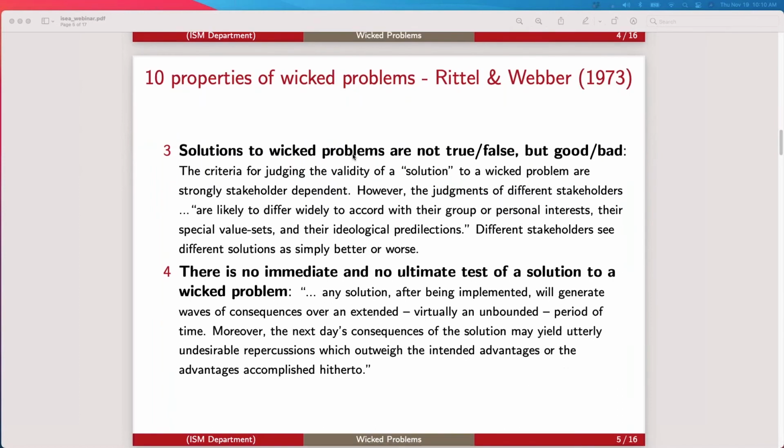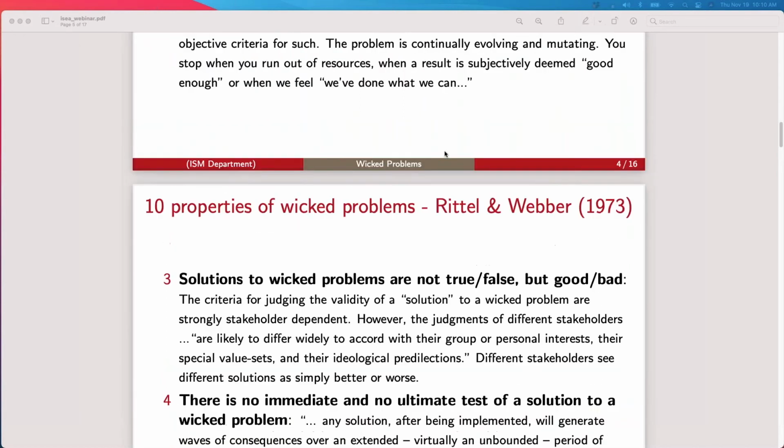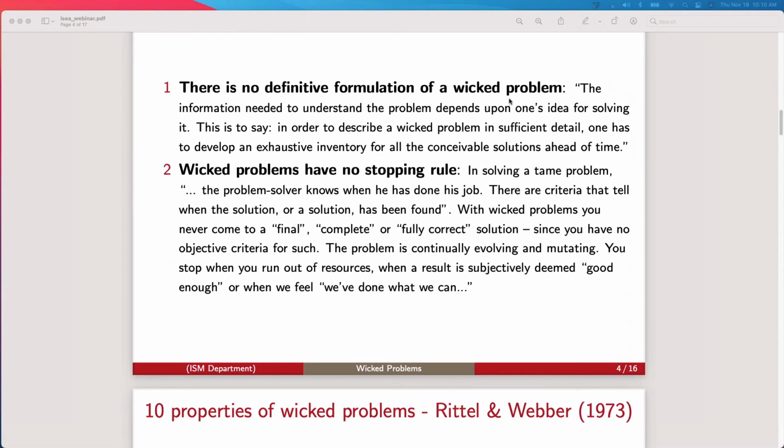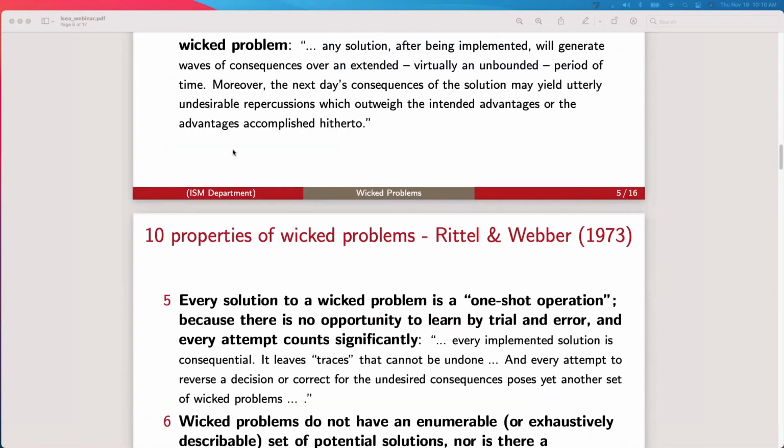But the other one that I want to point out here, because I'm going to make a point in a minute, is that number one, there's no definitive formulation of a wicked problem. And then number three, I want to comment on too: solutions to wicked problems are not true or false, but rather they're good or bad. Okay. And again, there are others, and you may recognize some of these as being associated with some of the problems you solve. You may disagree with some of these. These are not my properties. These are properties that Rittel and Webber have suggested are indicators of, in fact, a wicked problem. Okay.